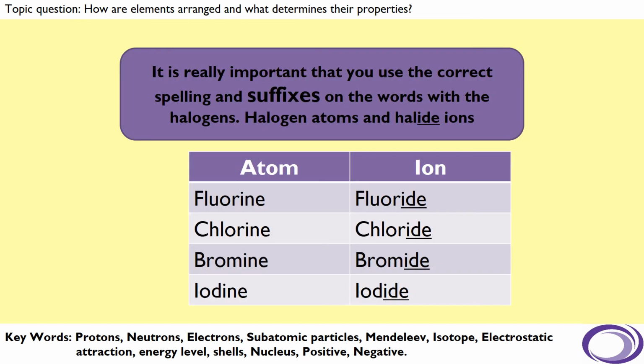Now, it's quite important here that you use the correct spelling and suffixes on the words when you are talking about the halogens. When the halogens are atoms, their names end in "ine". So when you are talking about the element, it is fluorine, chlorine, bromine, and iodine. When these form their halide ions, the end of their name changes to "ide". So for example, sodium fluoride, sodium chloride, sodium bromide, and sodium iodide.